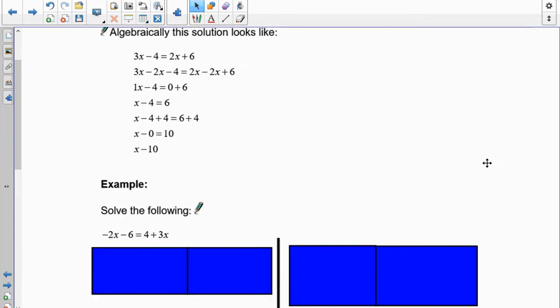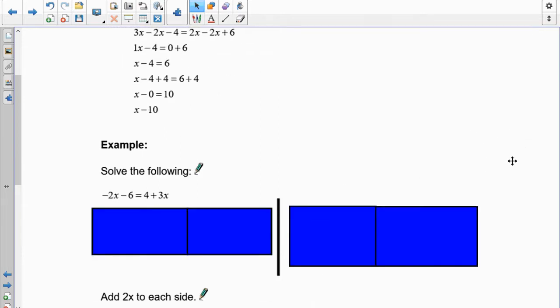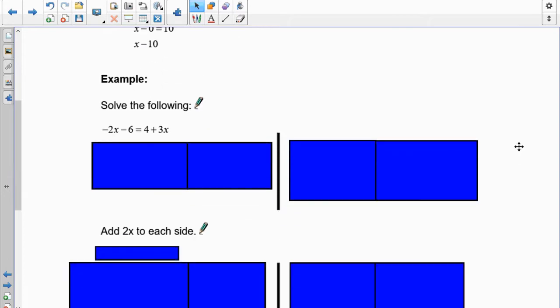Okay, so what I want to do now is we're going to get you involved. I want you to model negative 2x minus 6 is equal to 4 plus 3x on this space right here using the equal sign. I wanted to say pan balance, but it's not really. So I want you to model this, okay? So pause the recording and model out this equation here.